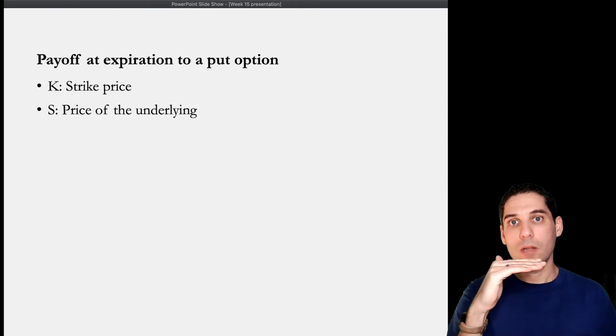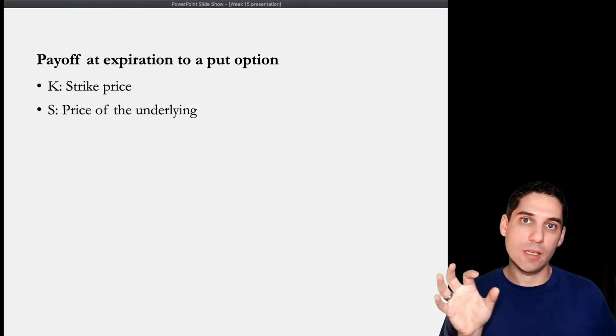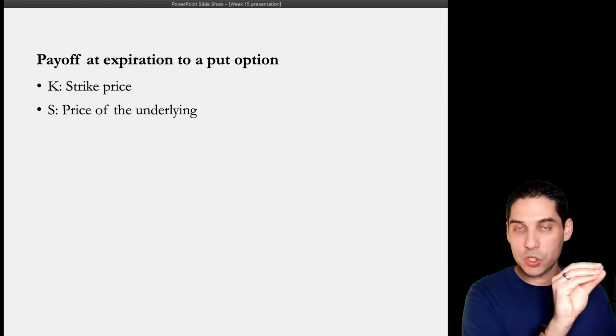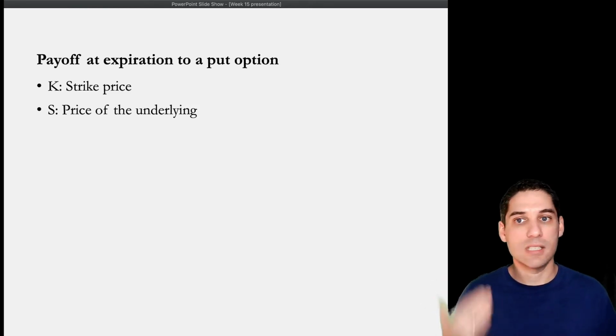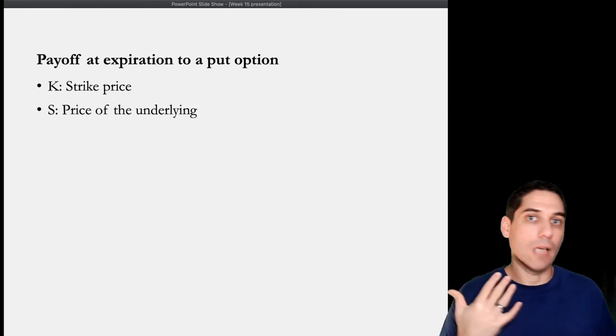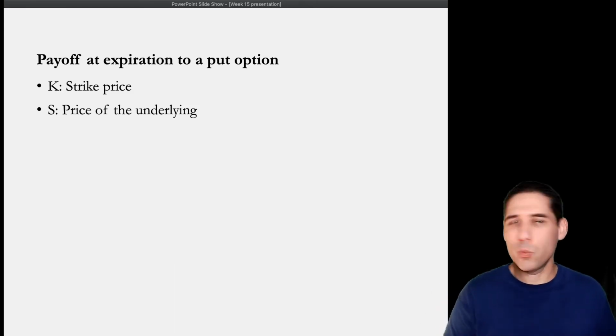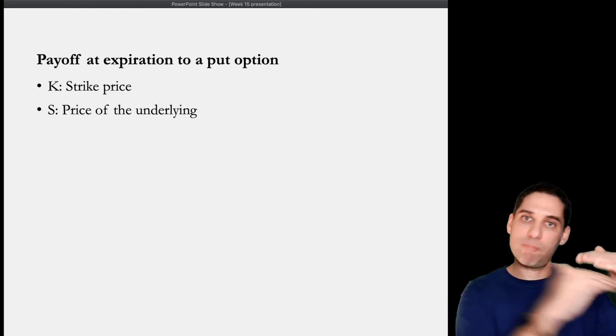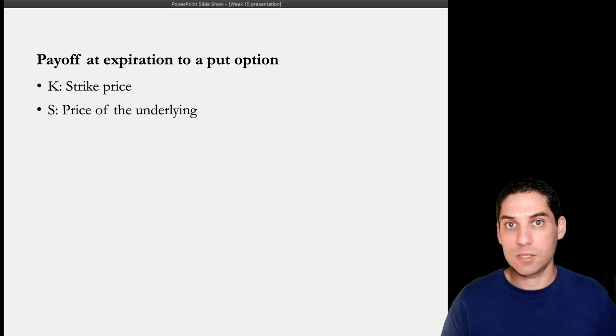But now what's going to happen is, if the underlying is worth more than the strike price, we're not going to exercise it. It's not worth it, right? If the underlying is trading at 120, we don't want to sell Apple shares at 100. We could sell Apple shares in the market for a greater price, right? So we're going to have zero payoff if the price is greater than the strike price.